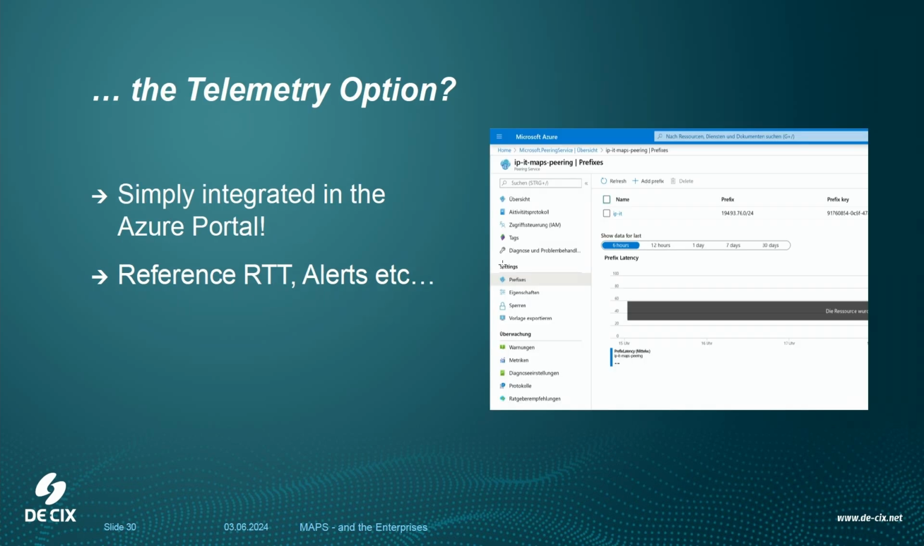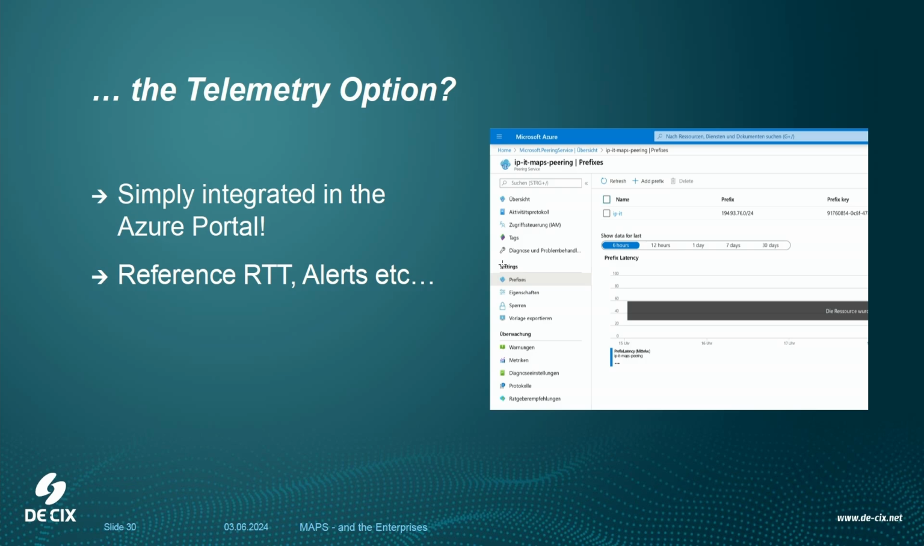Telemetry option: Microsoft put this in the Azure portal. So as a Maps customer, you find all this telemetry information in this telemetry option part, where you find the latencies from the perspective of Microsoft. So if something goes wrong with your Teams calls or your Microsoft 365 doesn't work, then you find here what latency Microsoft sees to you.